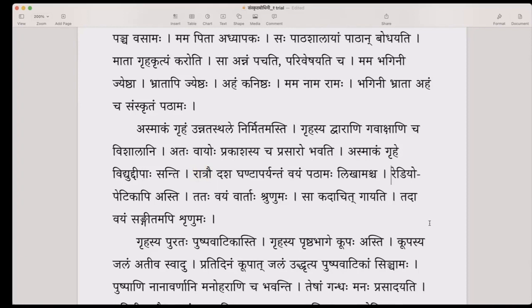Radio Petika api asti. Radio Petika is a radio box. So the radio box is also there at home. Tataha vayam vartaha shrunumaha, we listen to news. Why tataha? From it. Tataha is also tasmat, the panchami. So from the radio, we listen to news.